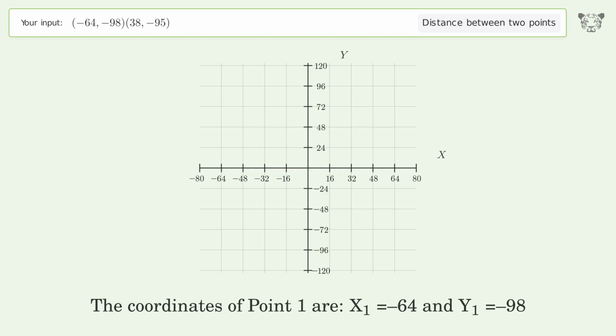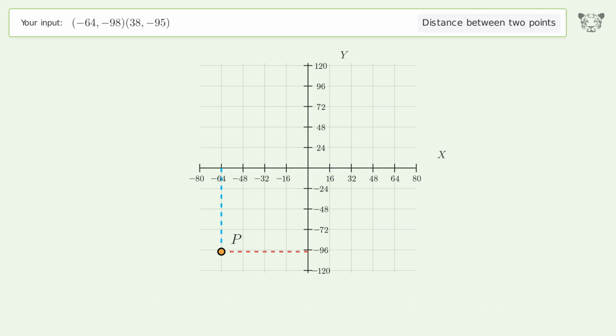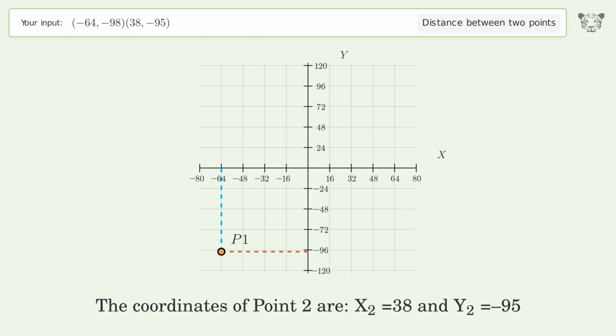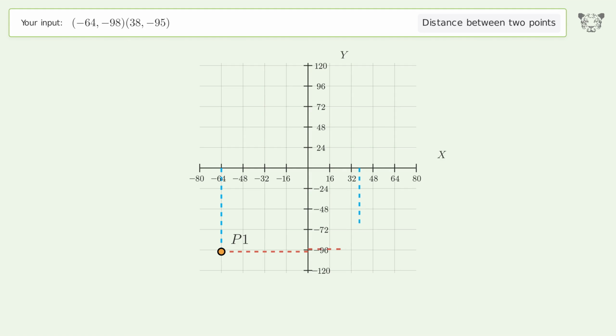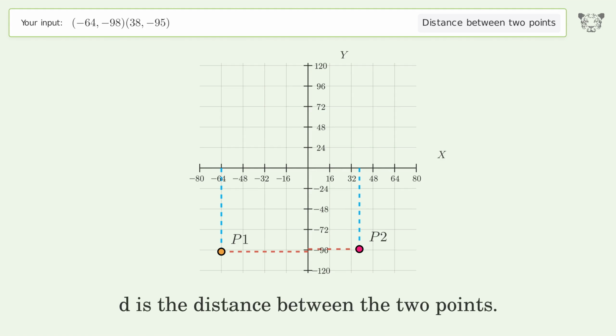The coordinates of point 1 are, x1 equals negative 64 and y1 equals negative 98. The coordinates of point 2 are, x2 equals 38 and y2 equals negative 95. D is the distance between the 2 points.